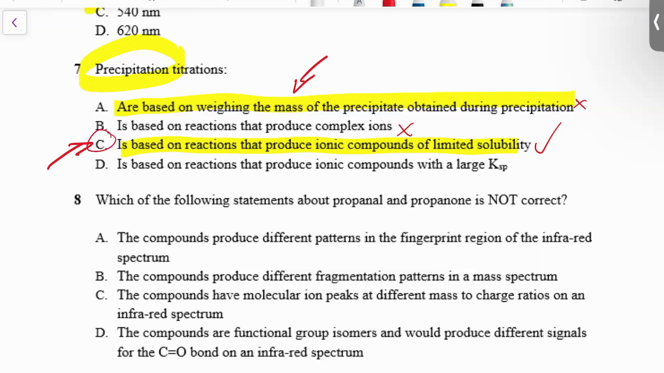And then D is based on reactions that produce ionic compounds with a large KSP. True or false? Based on your answer to C. False, okay, because we said, yeah, exactly, Cody. False, because large KSP means it's very soluble, and we already agreed that we want something with limited solubility. Okay, so C and D was easy to figure out. So be careful of the wording of the question.